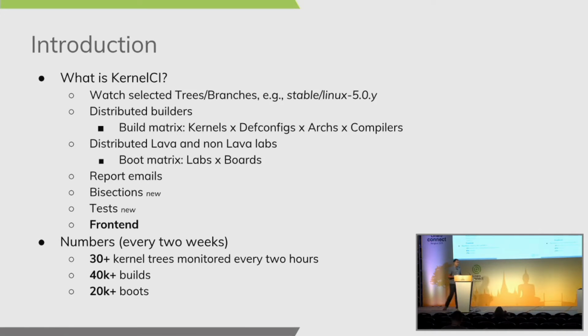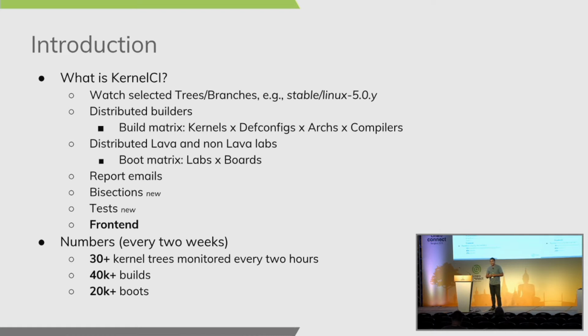KernelCI watches some selected trees, like stable Linux 5.0 or other trees that people usually request from the KernelCI community. Every 2 hours, the KernelCI bots go there and check if there's anything new. If there are updates, they go through the build matrix, building the kernel using different defconfigs, different configurations, architectures and compilers, because KernelCI now does Clang and GCC, both GCC 7 and 8.